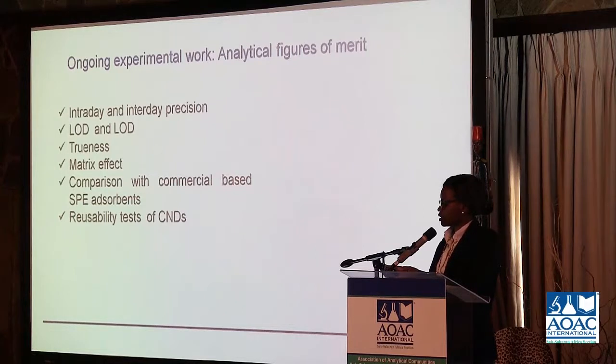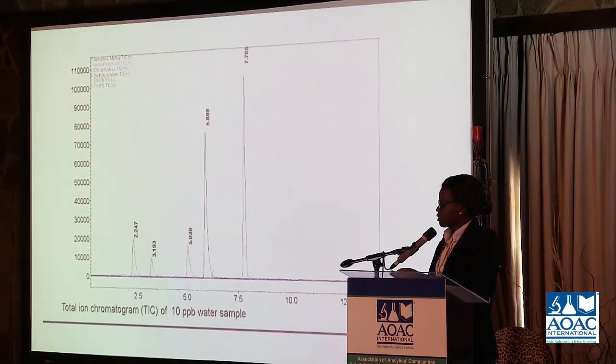my material. So this is an example of a total ion chromatogram of the spiked water sample at the level of 10 ppb.